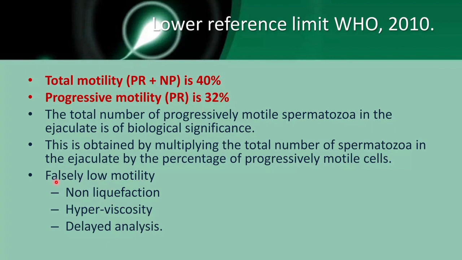Sometimes if the sample is not liquefied, if it is highly viscous, or you have done the analysis very late, then you will get a wrong motility report. So that is all about sperm motility and the different grades of sperm motility. In the next class, we will see what all can go wrong with the sperm motility and how we treat or improve the sperm motility.